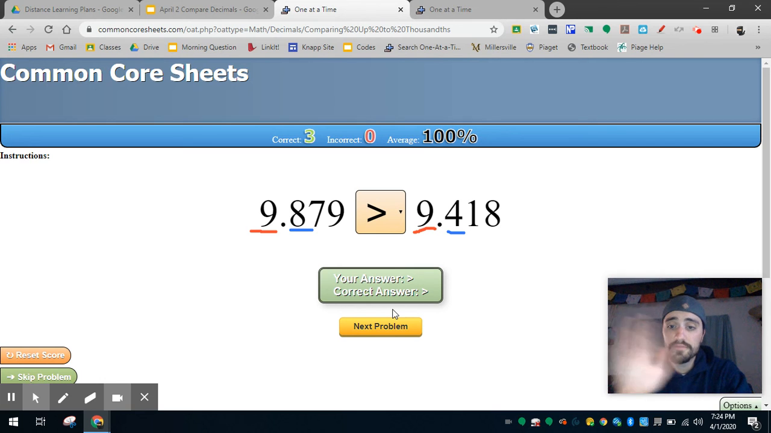Okay, so that's our lesson for today. I want you to do 15 of these one at a times. And then there are 2 problems, a little half of a worksheet attached as well.